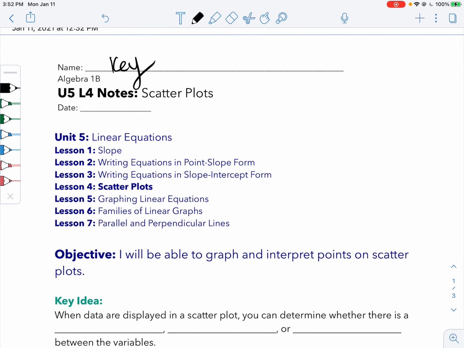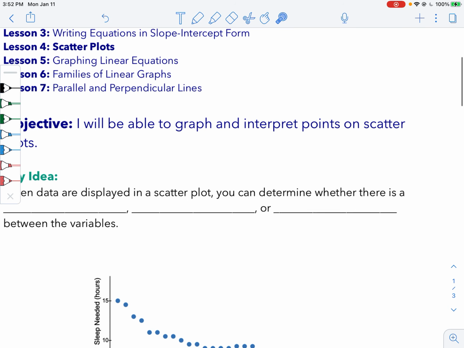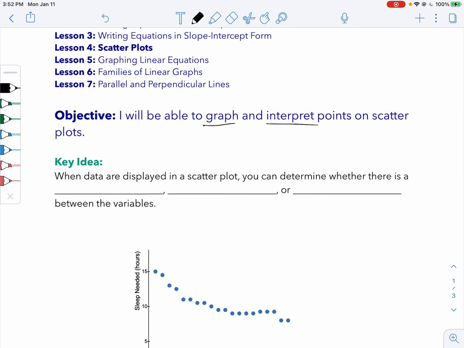Hey guys, welcome to your Unit 5 Lesson 4 notes on scatter plots. By the end of the day, you will be able to both graph and interpret points on a scatter plot.